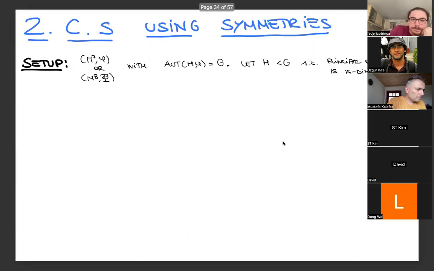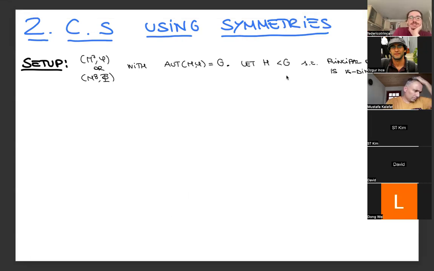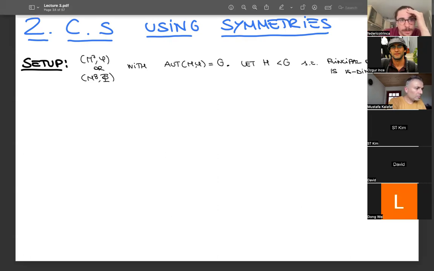Okay, so if there are no questions on the construction of calibrated submanifolds using vector subbundles, I will turn my attention to the construction of calibrated submanifolds using symmetries. Unless there are questions before I move forward.